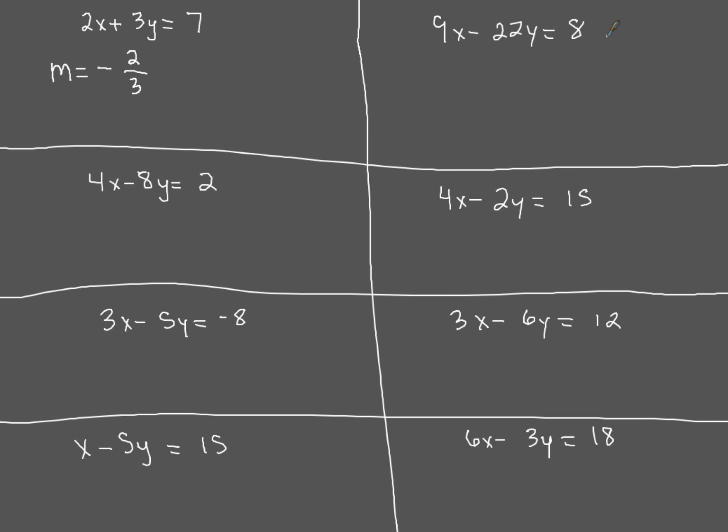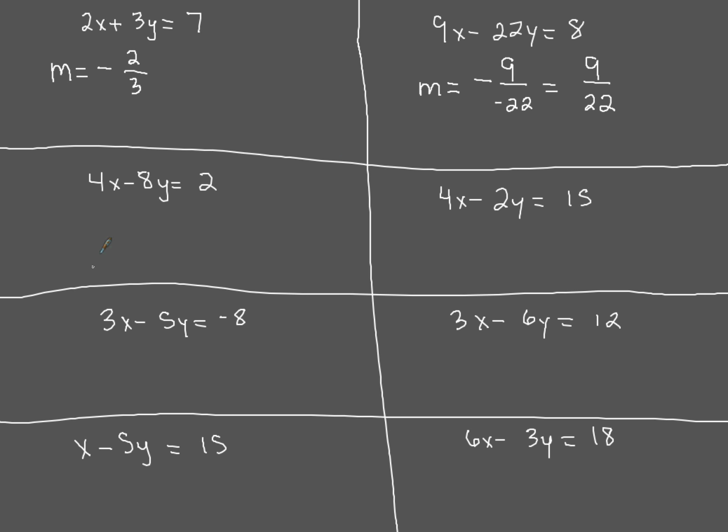9x minus 22y equals 8. So again, my slope m is going to be the opposite of the a term, which is 9, over the b term, which is negative 22. Now here's where you've got to be careful. If you have that double negative going on, you've got to remember a negative divided by a negative gives you a positive, or the opposite of something negative is something positive. So your slope for this equation is going to be 9 over 22. This is almost too easy, right?